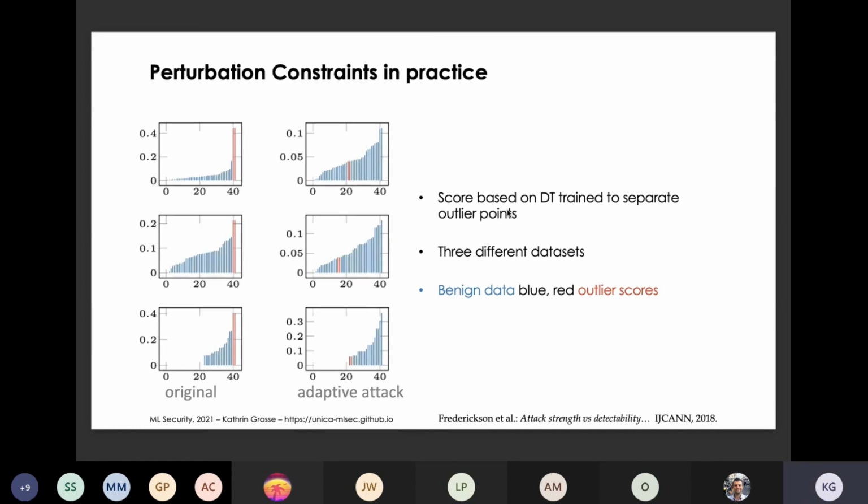And again, what you see here is before and after. In the original data, the red part, which is the outlier scores, is in general larger than for benign data. Once you have adapted the attack, the outlier scores are somewhere in the middle of the benign data. So it's a lot harder now to detect this kind of point.